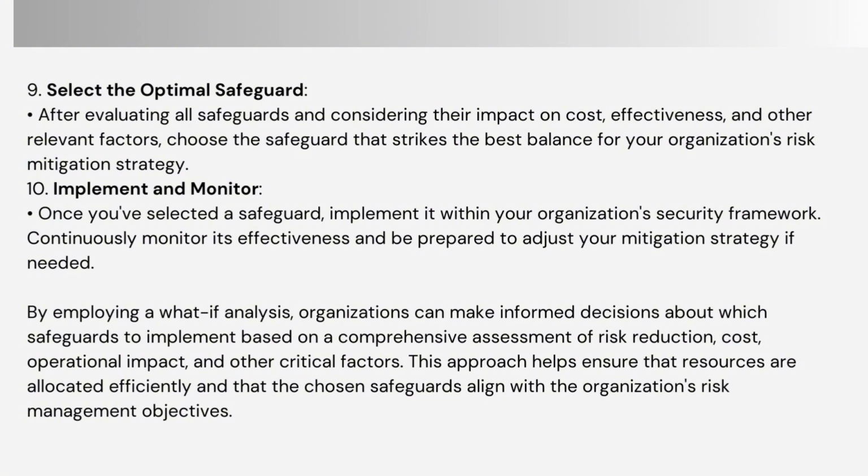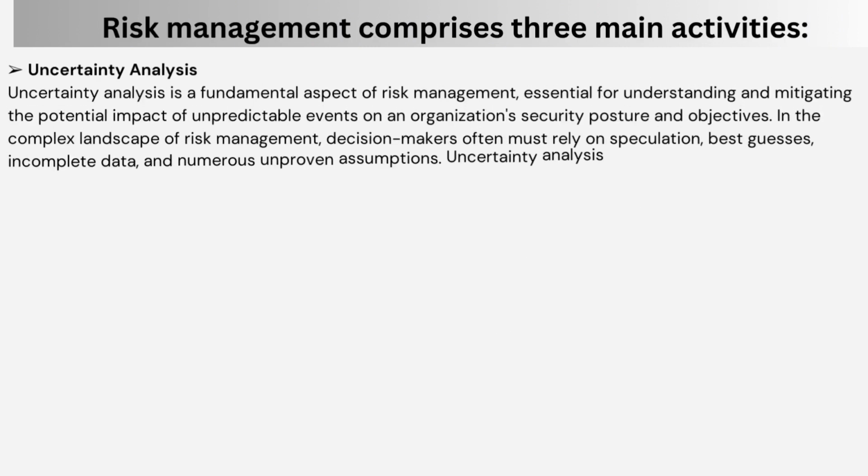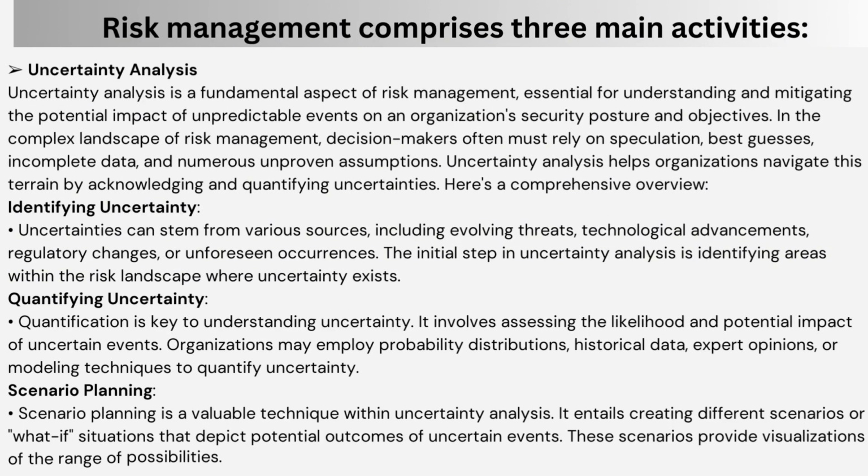By employing a what-if analysis, organizations can make informed decisions about which safeguards to implement based on a comprehensive assessment of risk reduction, costs, operational impact, and other critical factors. This approach helps ensure that resources are allocated efficiently and that their chosen safeguards align with the organization's risk management objectives. Uncertainty analysis. Uncertainty analysis is a fundamental aspect of risk management.